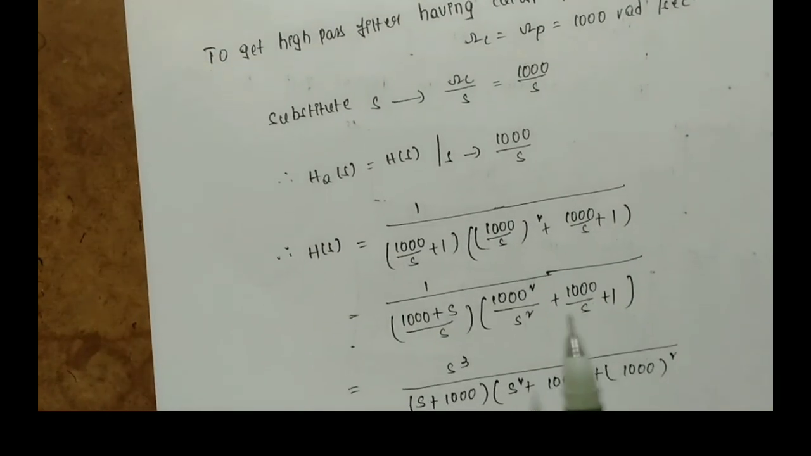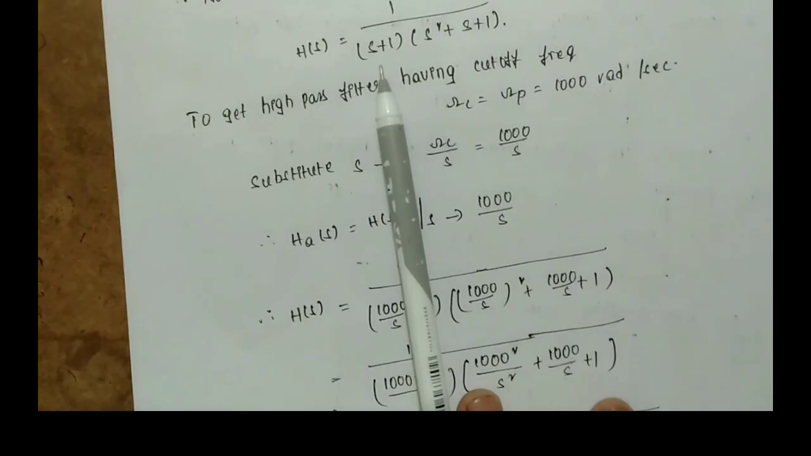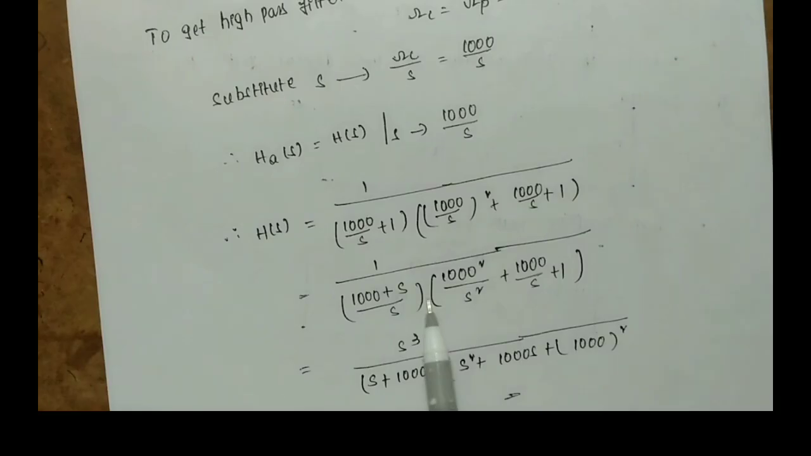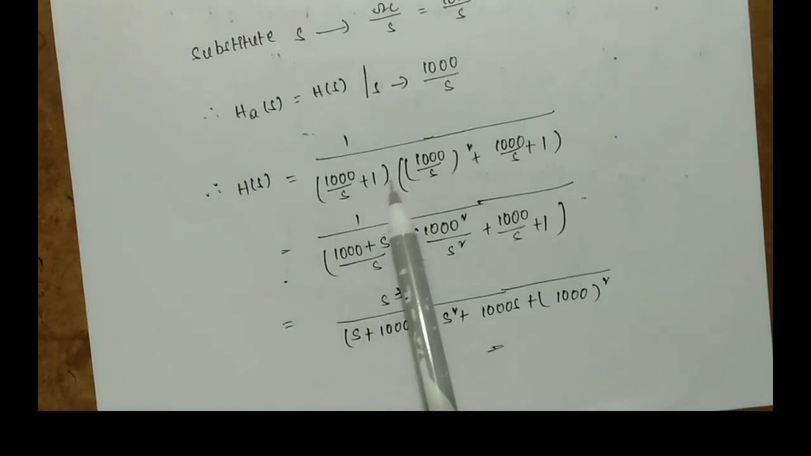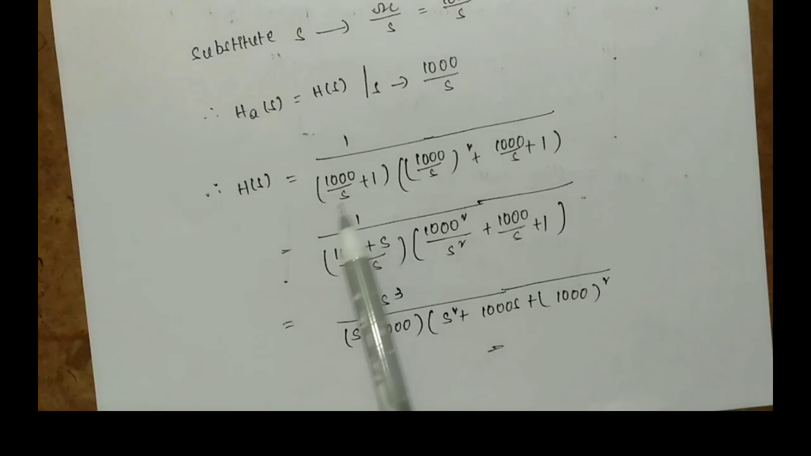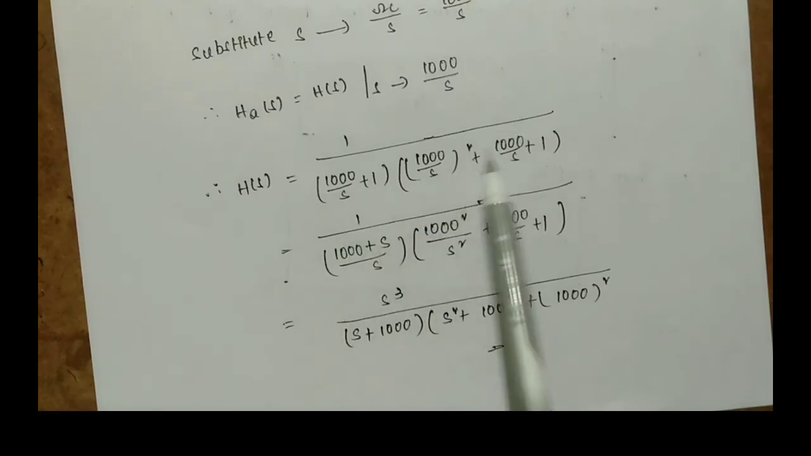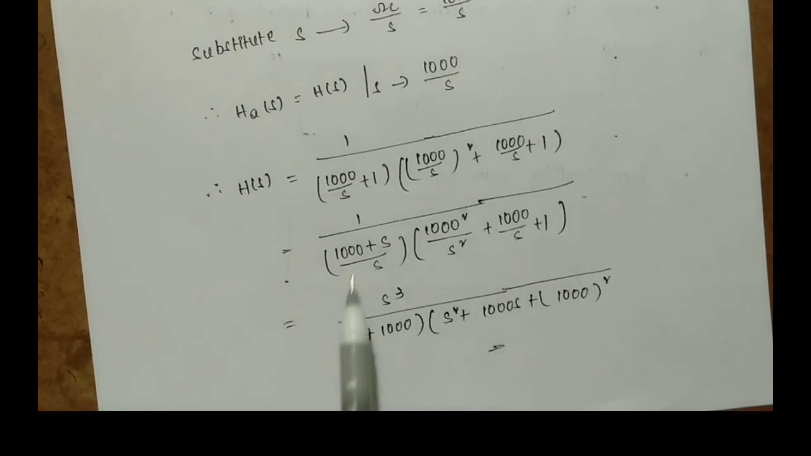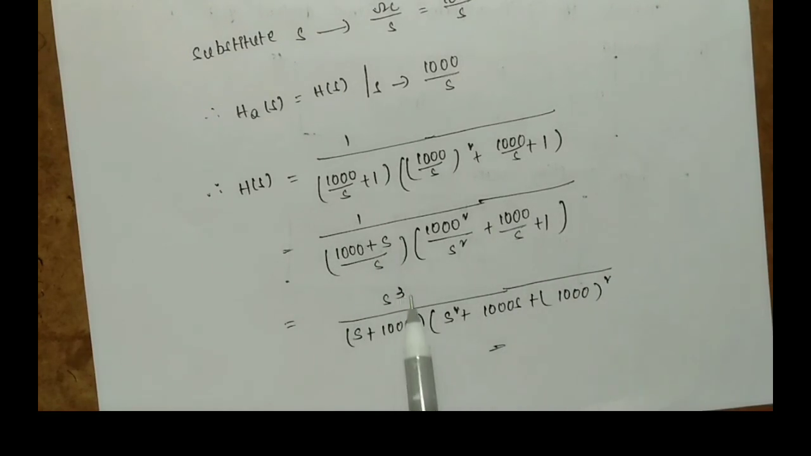Now see this, H of s is equal to 1 by (1000 by s plus 1) into ((1000 by s) whole square plus 1000 by s plus 1). After doing the simplifications, I am taking the LCM. 1000 by s plus 1, LCM I have taken. This is also expanded: 1000 whole square by s square plus 1000 by s plus 1. After multiplying this, taking the denominator into the numerator, you get s cube by (s plus 1000) into (s square plus 1000 s plus 1000 whole square). So this is the final transfer function of the high pass filter.